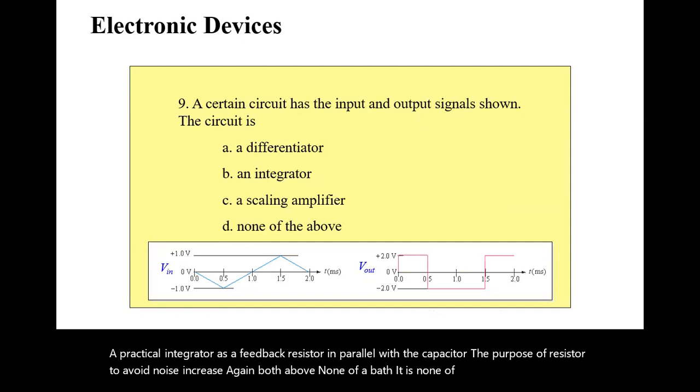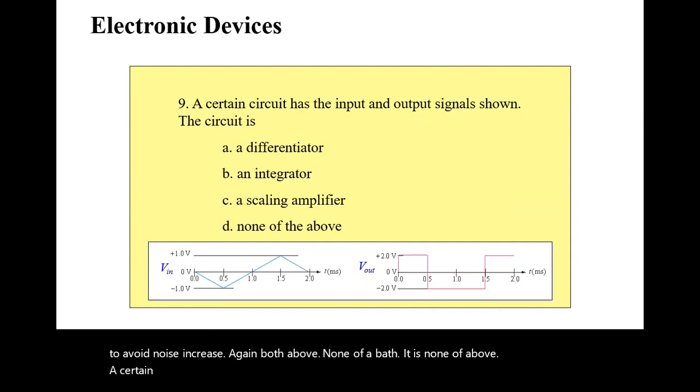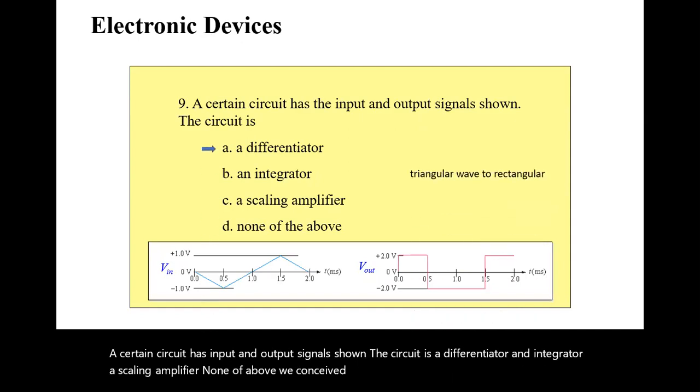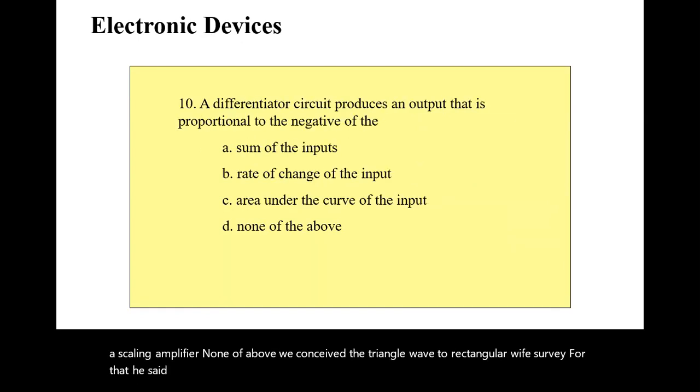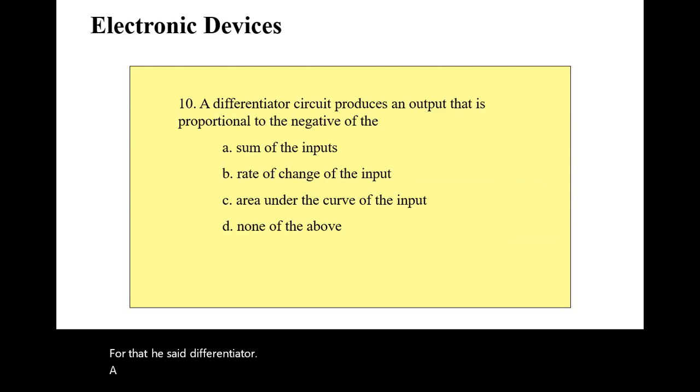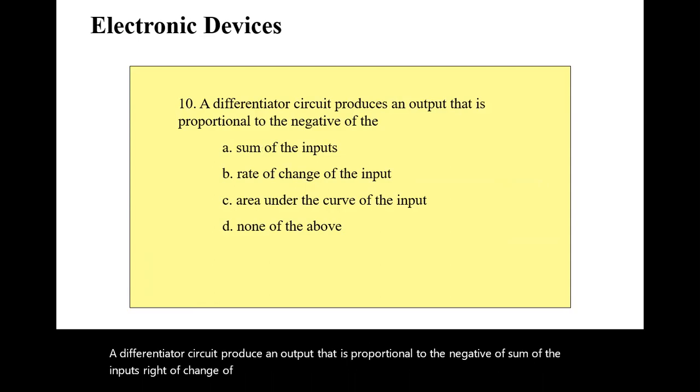A certain circuit has an input and output signal shown. The circuit is a differentiator, an integrator, a scaling amplifier, or none of the above. You can see it's a triangular wave to rectangular wave, so therefore that is a differentiator. A differentiator circuit produces an output that is proportional to the negative of the sum of the inputs, rate of change of inputs, area under the curve of the inputs, or none of the above, and that is the rate of change of the inputs.